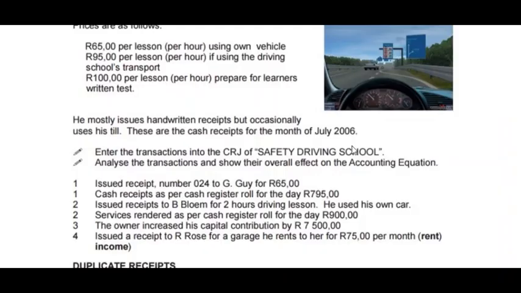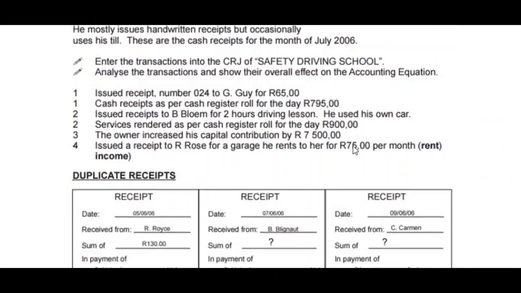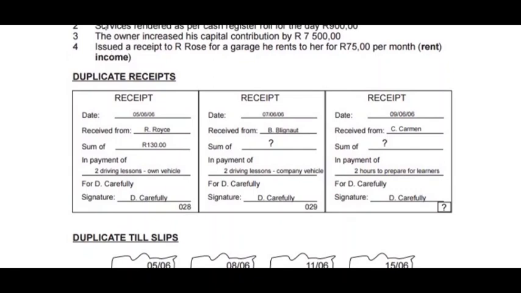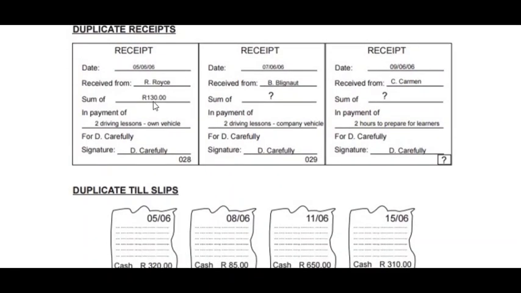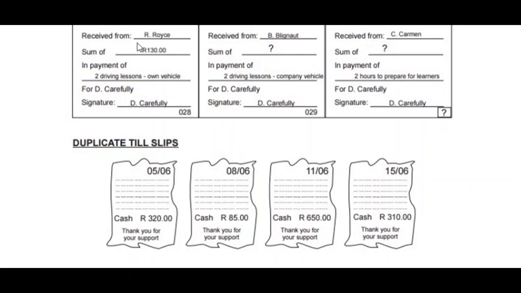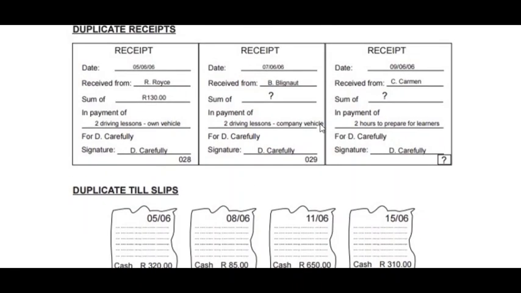Then if you go back to your page 48, you will see that we are done with the written transactions. Now we are working with the receipts and the till slips. Okay, so the first receipt, let me just do this. Then we've got a receipt on the 5th and a cash register roll or a duplicate till slip on the 5th. Okay, so the receipt was receipt number 28, received from R. Royce, 130 Rand for 2 driving license lessons, and we have a till slip for 320 Rand.